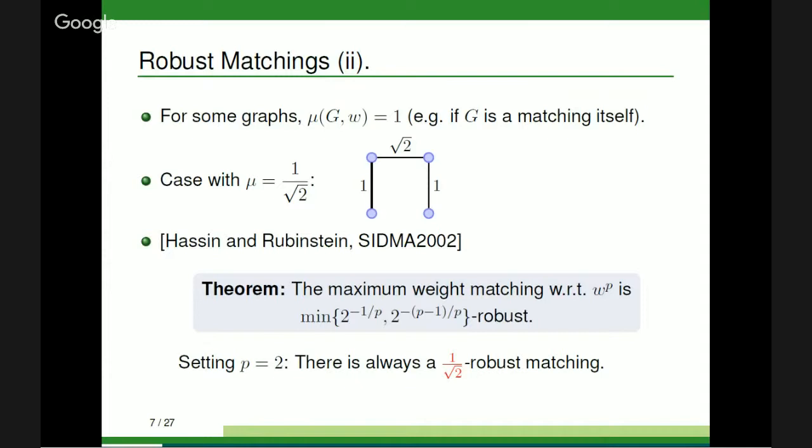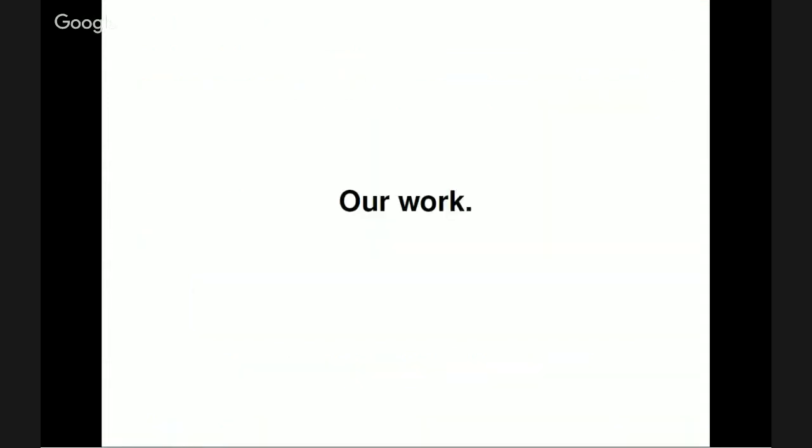So this theorem essentially tells you the worst example is this 3-edge graph. This is the graph that has the smallest robustness. Everything else is between 1 over square root of 2 and 1. Okay, so that's the background, the story of the problem that I want to study. And now let me tell you what we did. So, what's our work?